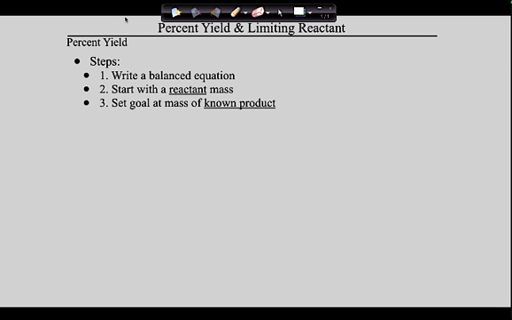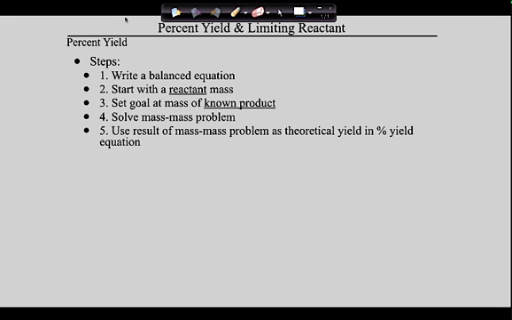These are the steps, and then we're going to solve one together. So guys, step number one, which is really the first step in solving a mass-mass problem, is you need a balanced equation. Then guys, once you've got your balanced equation, it's now time to do the mass-mass problem. But this is where this gets a little different. When you start your mass-mass problem, you're going to have two options in terms of where you start. You will always start with the mass of a reactant. Then you will set your goal at the mass of what we call the known product. And this will make more sense in a minute. Then guys, step 4 is you solve the mass-mass problem, which is functionally the homework that you just graded. And then guys, all we got to do is add step 5, which is simply to use the result of this mass-mass problem as the theoretical yield in the percent yield equation.